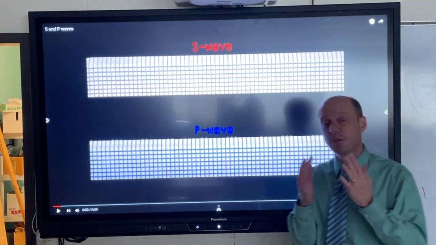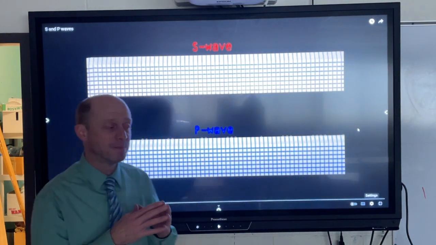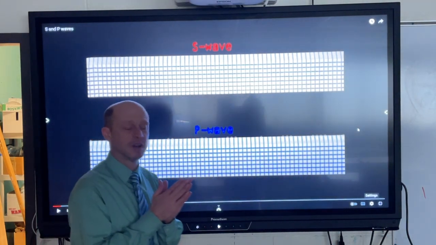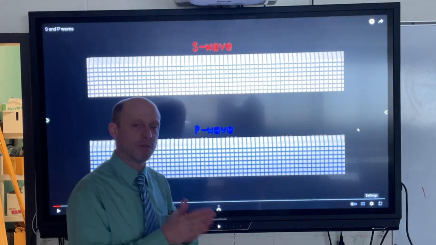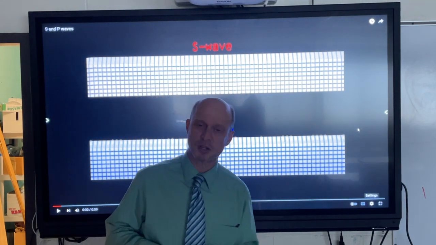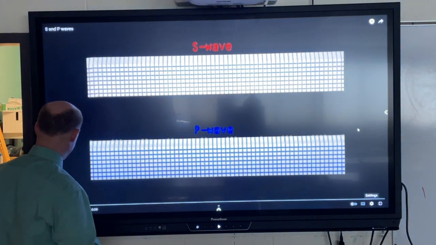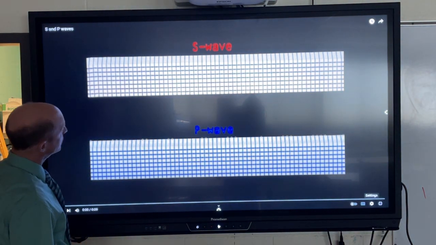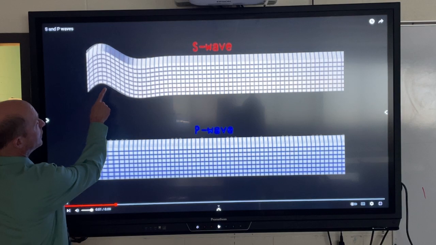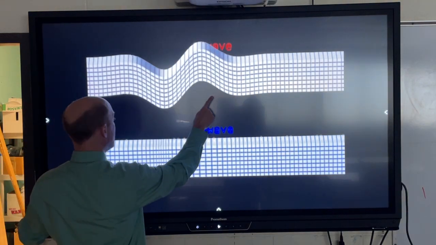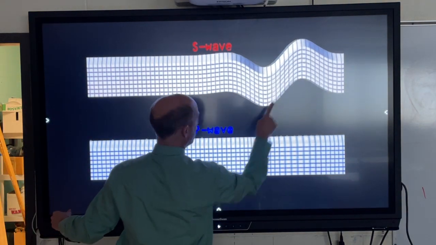Let's look at how they move within the rock itself, or the sort of motion that they make. So for this first one, it's going to play pretty quickly. Let's just focus on the S wave at the top. This is the S wave right here. Let's just focus on this movement here. That's how an S wave moves. Okay?